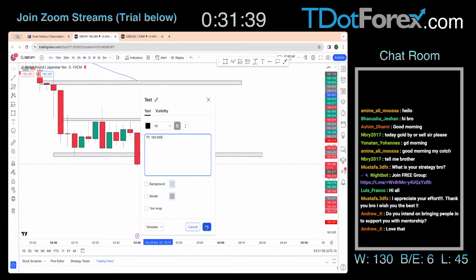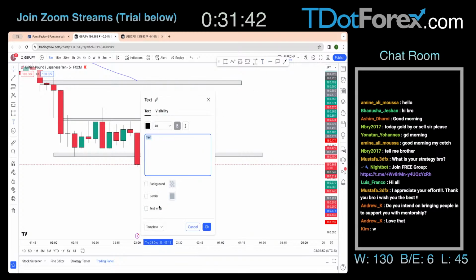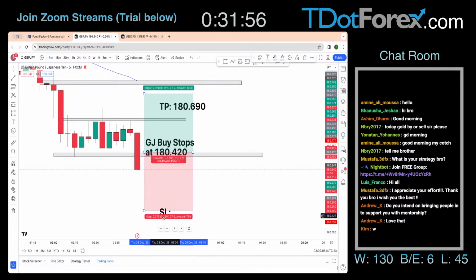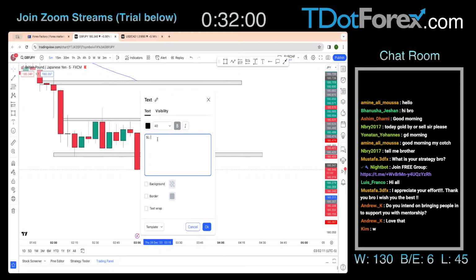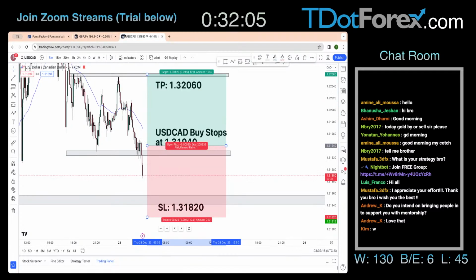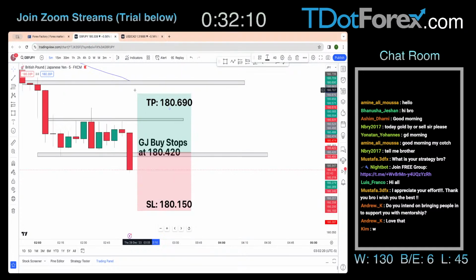TP. There's that. And then SL. Let's see. Okay, 150. Alrighty, okay, I think we got this. All right, USD CAD is pushing down here, guys. I'm going to remove the USD CAD buy stops and enter the GJ buy stops. So I'm going to quickly do this.